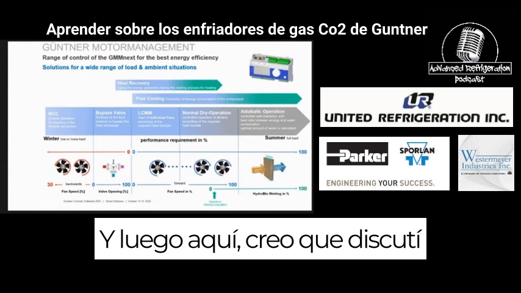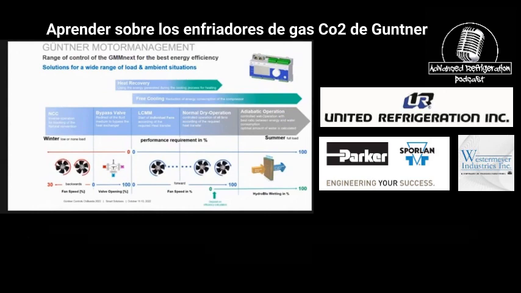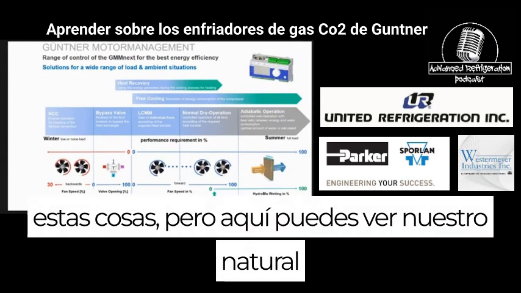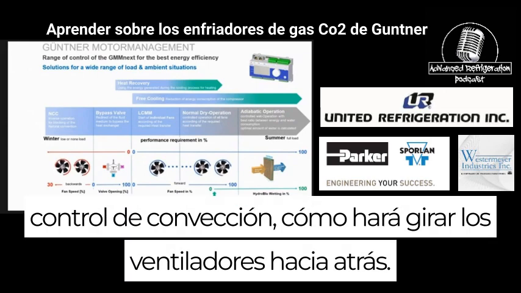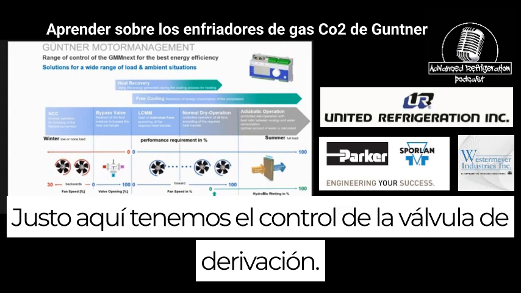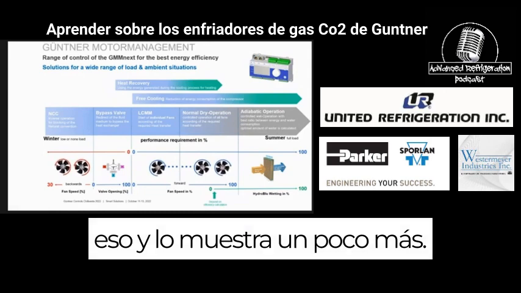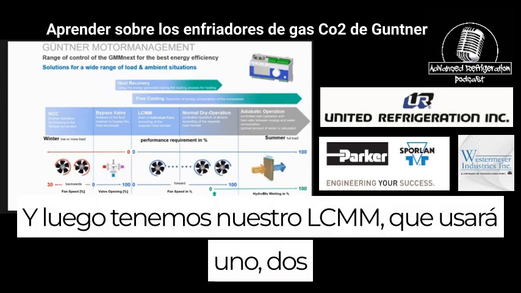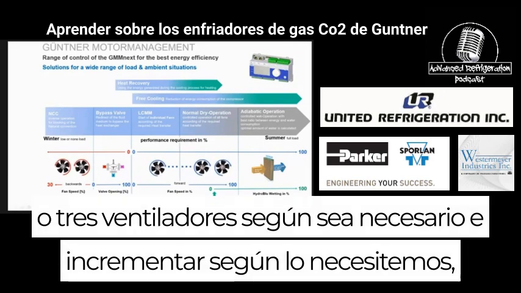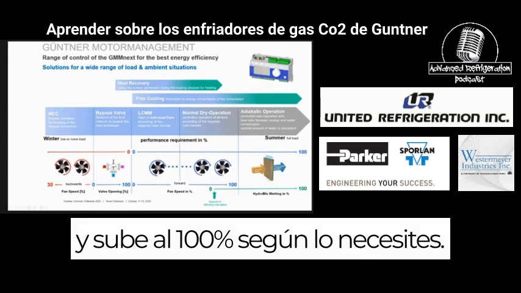And then here, I think I kind of discussed this stuff, but here you can see our natural convection control, how it'll spin the fans backwards right here. We have the bypass valve control. This is just a slide that goes over that and shows it a little bit more. And then we have our LCMM, which will use one, two, or three fans as needed and increment as we need it and go up to 100% as you need it.